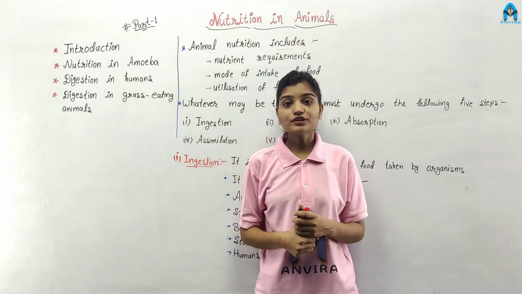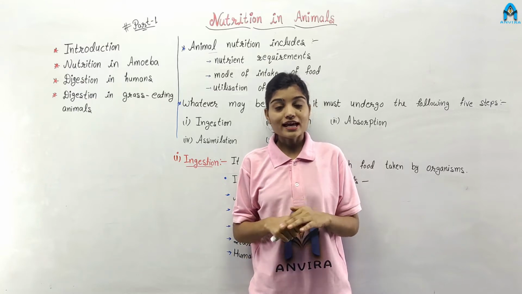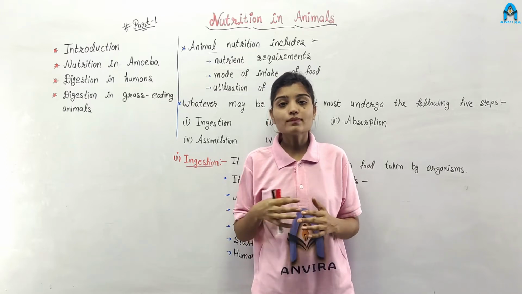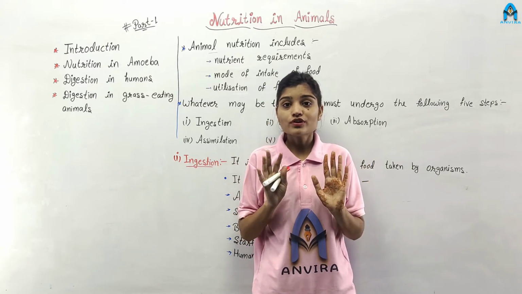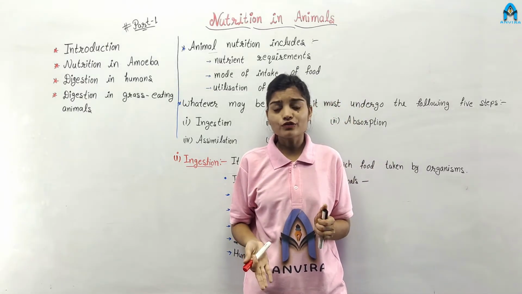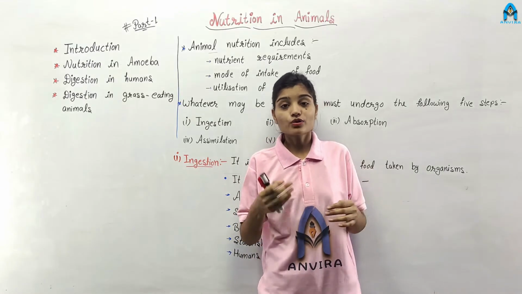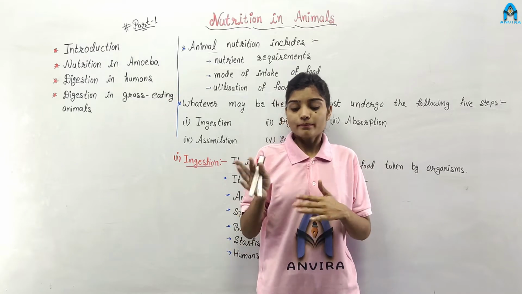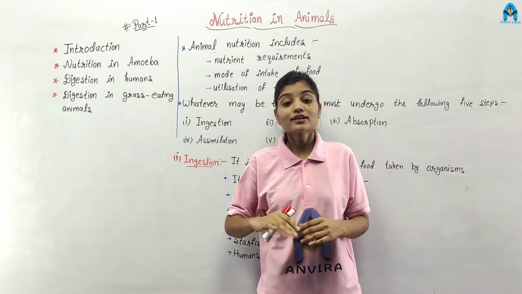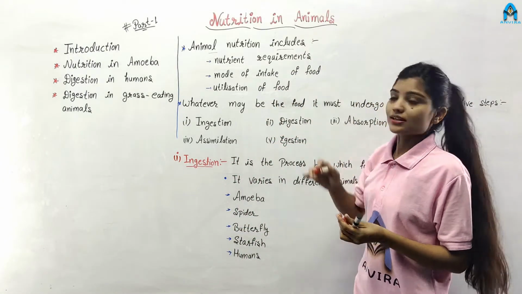In our previous chapter, Nutrition in Plants, we studied how plants can prepare their food, which is known as the photosynthesis process, and about the different modes of nutrition. As we already know, plants can prepare their own food, but animals cannot. Animals depend on plants for their food and nutrition, directly by eating them or indirectly by eating grass-eating animals.